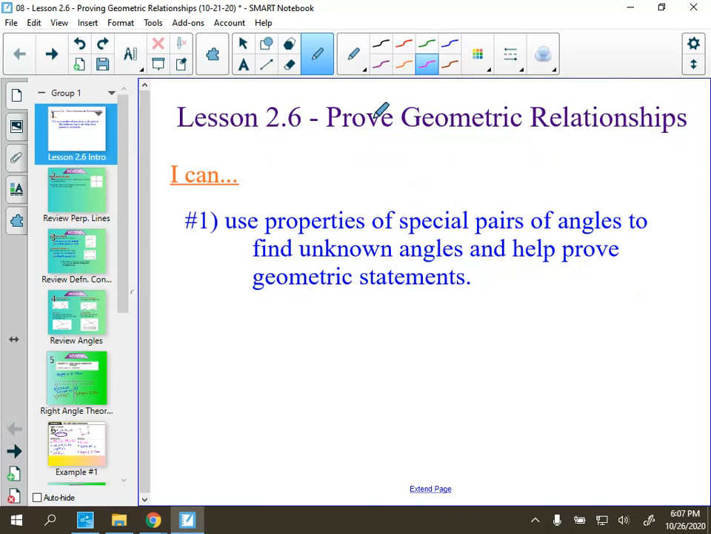We're still doing those geometric proofs. We looked at a couple different ways using different special pairs of angles, linear pairs, vertical angles, and even complementary and supplementary to help prove some of those geometric statements, converting words, sentences, all that good stuff. So, yeah, I think we can call it. Let's call lesson 2.6 notes done. That's what we did in class.